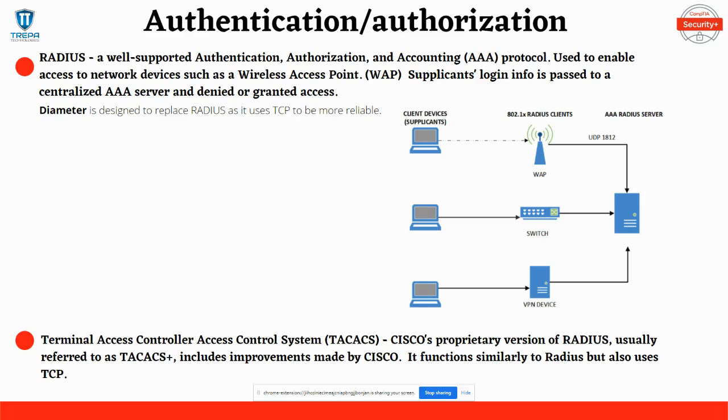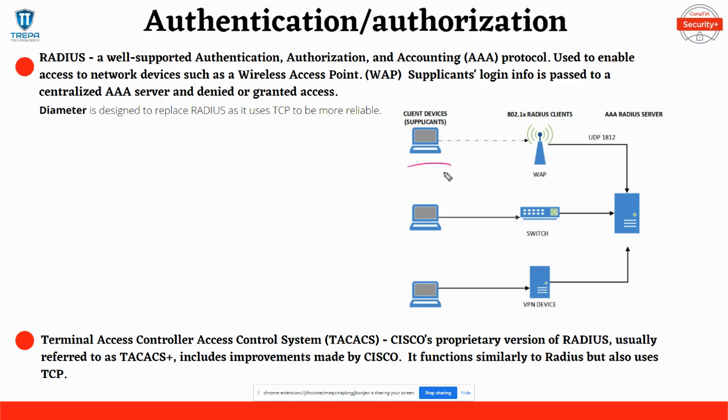In RADIUS, endpoints or user devices are supplicants that will provide login info to a RADIUS server, which will then pass on that supplicant's information to a AAA server to authenticate and authorize the supplicant, which would be our client devices.